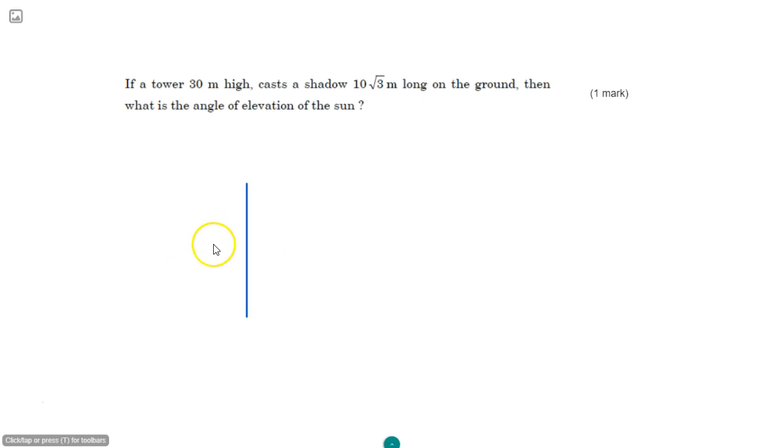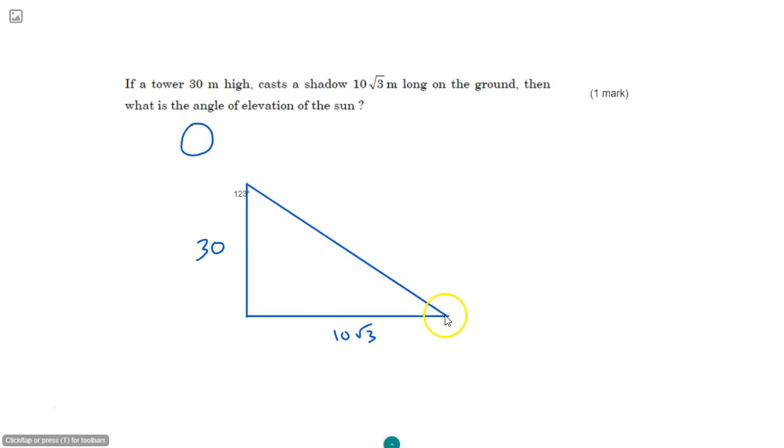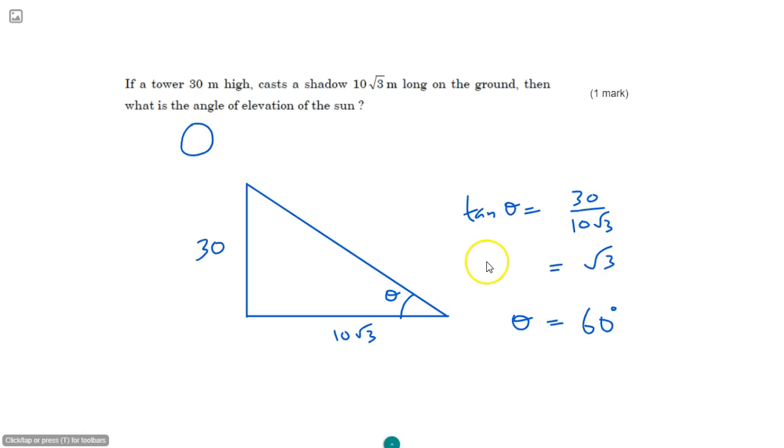This is the 30 meter high tower and it has a shadow of 10√3 meters. So let's assume this is 10√3. If the shadow is on this side, the sun is going to be somewhere over here, and the angle of elevation of the sun is going to be this angle, right? So from this triangle you can write tan theta is equal to 30 by 10√3, which is √3. Therefore theta has to be 60 degrees. So the angle of elevation of the sun is 60 degrees.